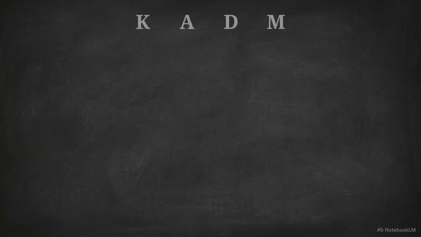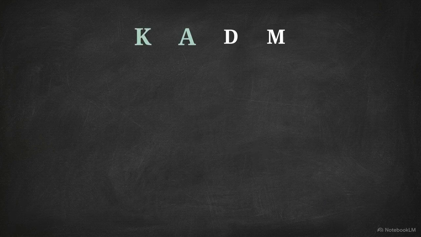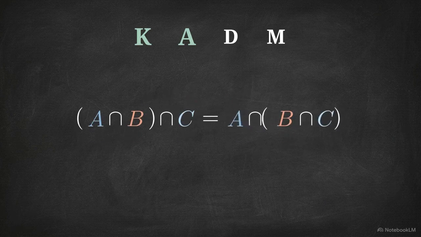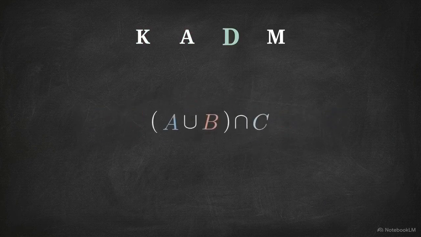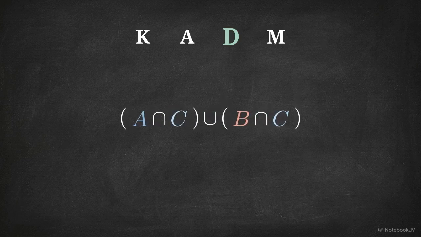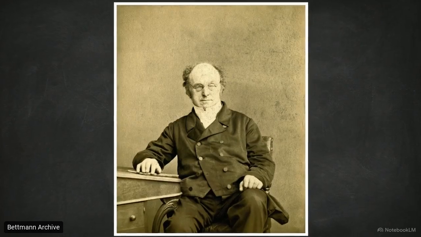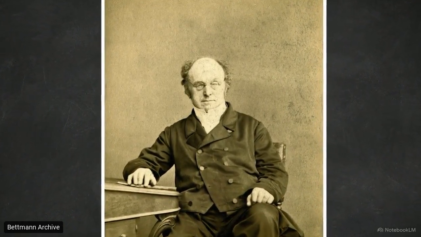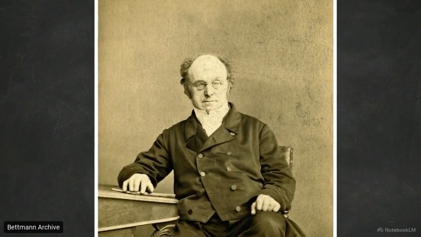We manage operations using the KADM rules. K and A represent commutative and associative laws, showing that set order and identical operations don't change the result. The D stands for the distributive law, allowing us to expand an operation through a bracket. The final rule is named for Augustus de Morgan. His law describes the relationship between unions, intersections, and their complements.